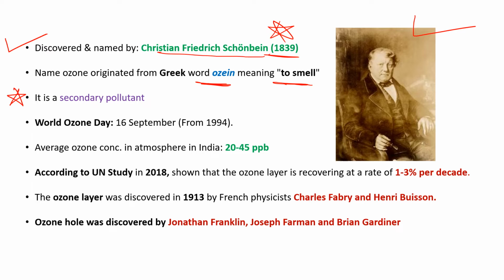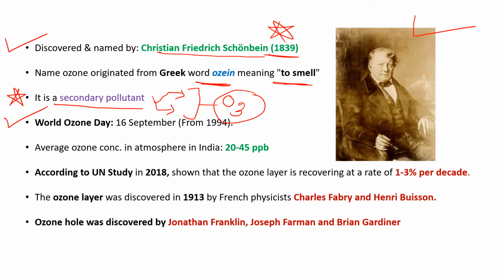Ozone is a secondary pollutant. So what do we mean by secondary pollutants? Primary pollutants are the pollutants which are directly emitted from a particular source. But the secondary pollutants are the pollutants which have no direct source. They are formed in the atmosphere when the primary pollutants react with water vapor in presence of sunlight and UV radiation. So ozone is also a well-known example of the secondary pollutant.